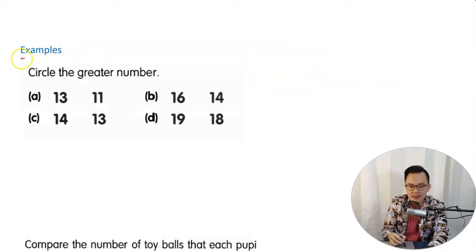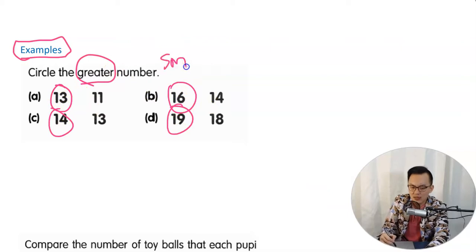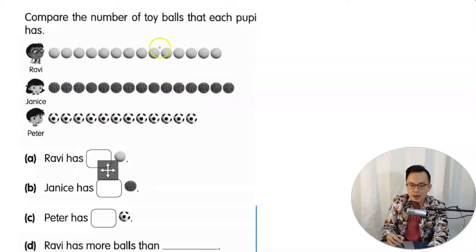Okay, let's take a look at some examples from your Primary 1 syllabus. Circle the greater number. So they have to understand that 13 is greater than 11, 14 is greater than 13, like this. Of course, they can also ask you to circle the smaller number, and you have to circle the correct one. So these are some comparing questions.